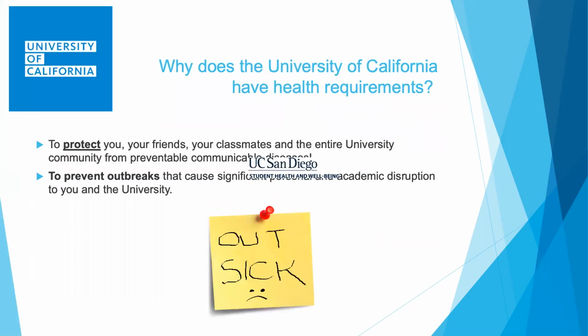Why does the university have health requirements? It's really, in 2016, the University of California mandated that all incoming students complete TB screening and prove immunity via vaccinations or blood tests as recommended by the California Department of Public Health. We want to reduce the likelihood of vaccine-preventable disease outbreaks from occurring on campus.